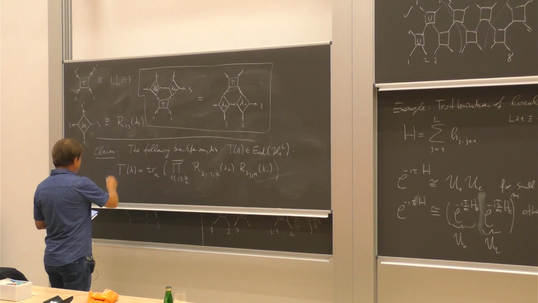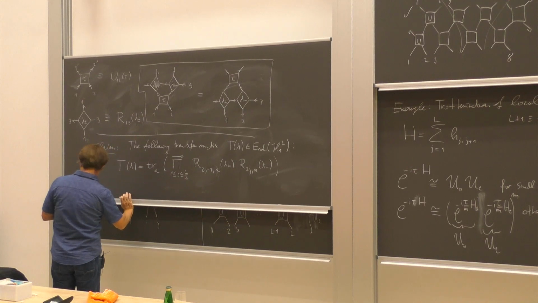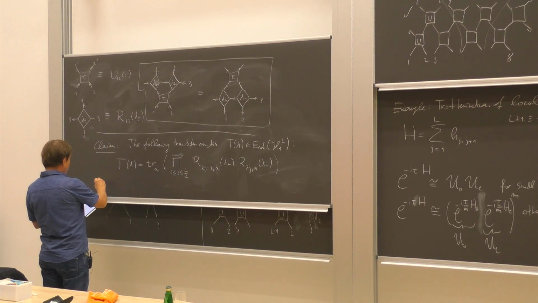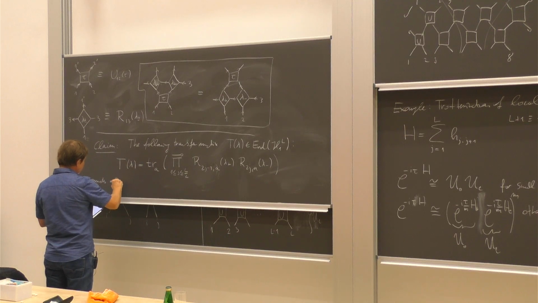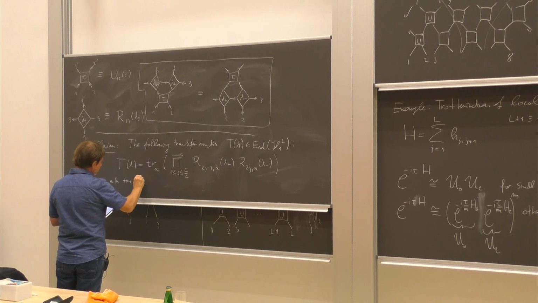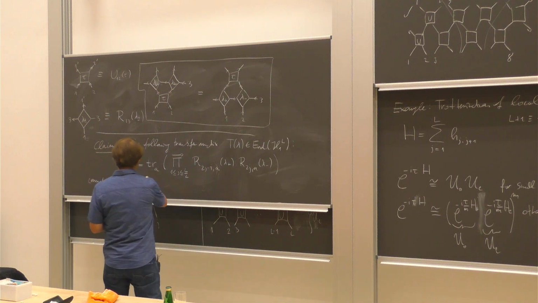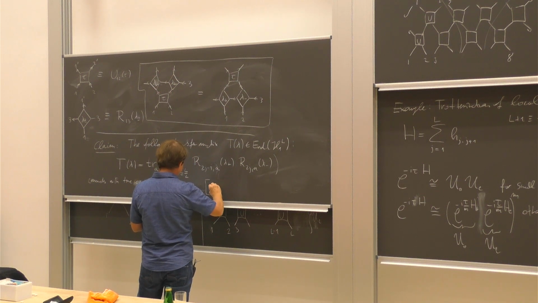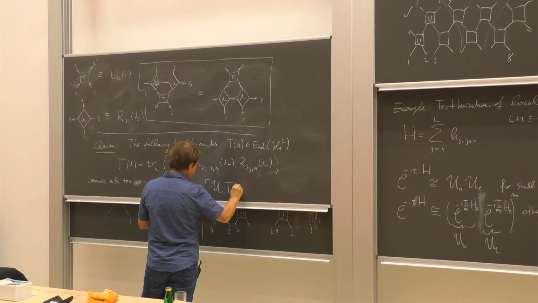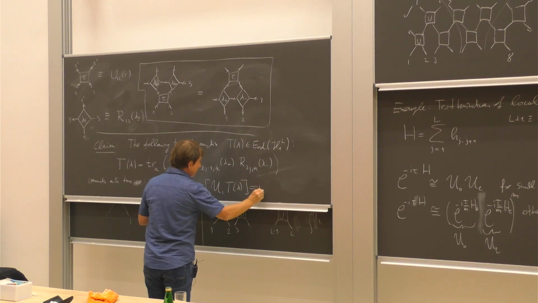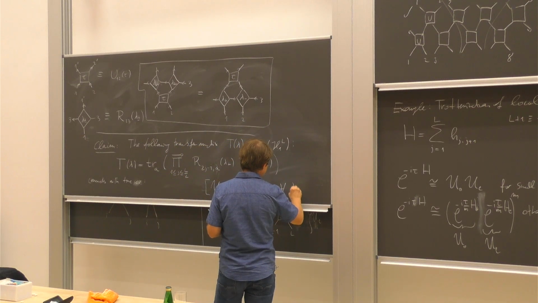Okay, so now this is the transfer matrix, and the claim is that this transfer matrix commutes with time evolution. Time evolution, what does it mean? It means that U of tau commutes with T of lambda for any complex spectral parameter.